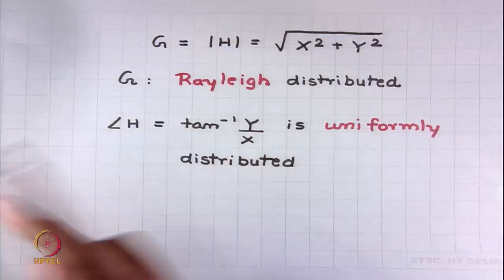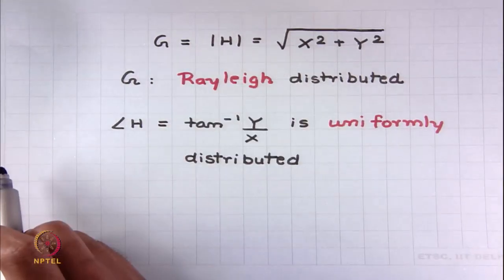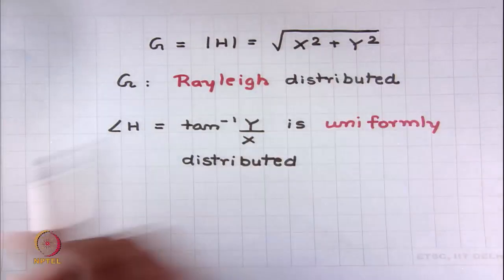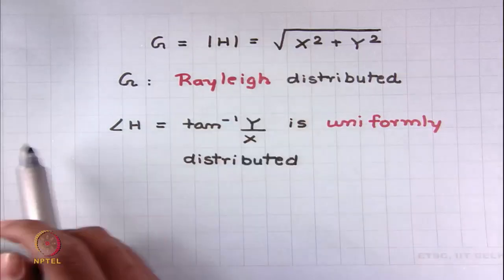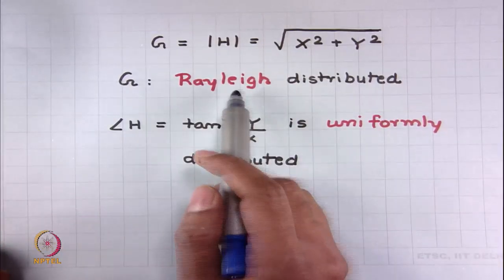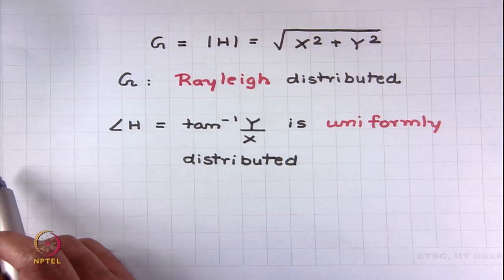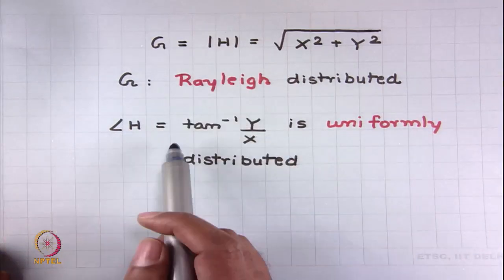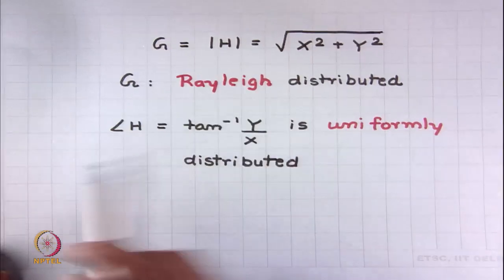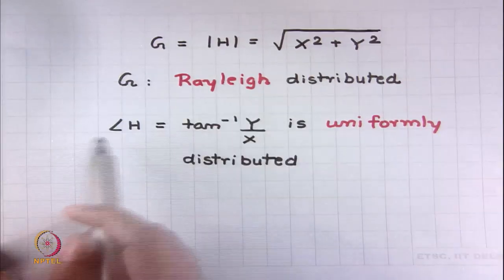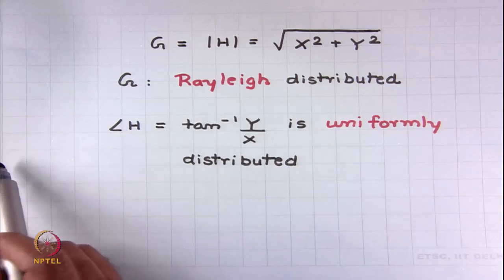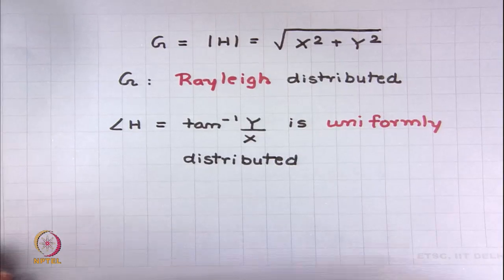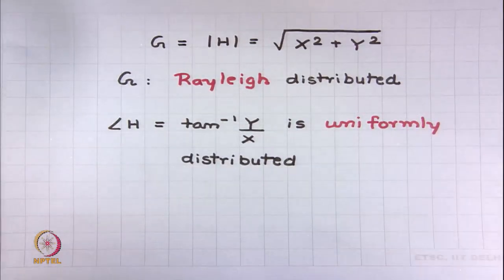Now, we can define g, which is mod of h, and thus the random variable g is simply the square root of x square plus y square, and this is what we have seen before. G is a Rayleigh distributed random variable, and if I want to think about the phase of this h, the phase of h is simply tan inverse y by x, and we have seen that this phase of h is a uniformly distributed random variable. So, this is what we have seen in the last lecture as well.